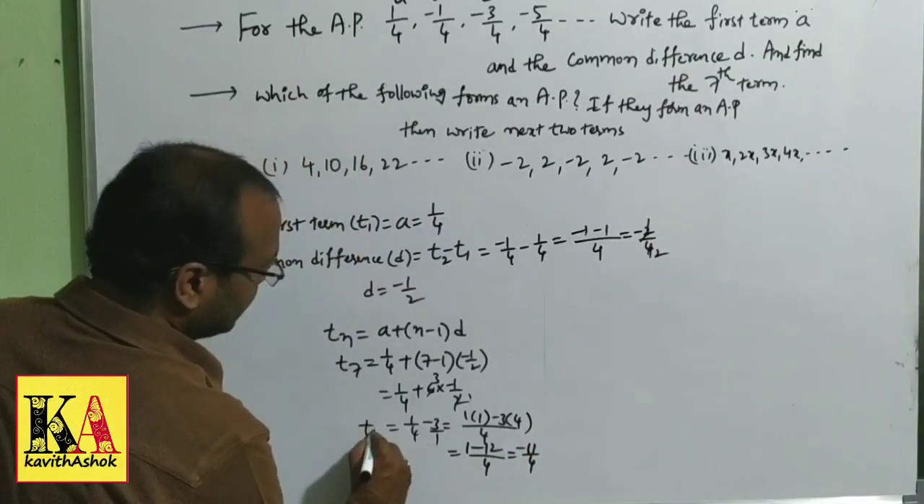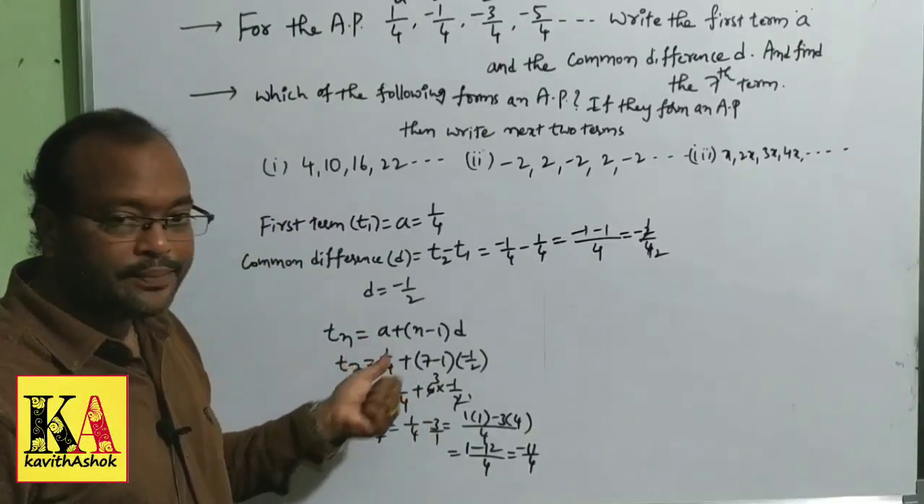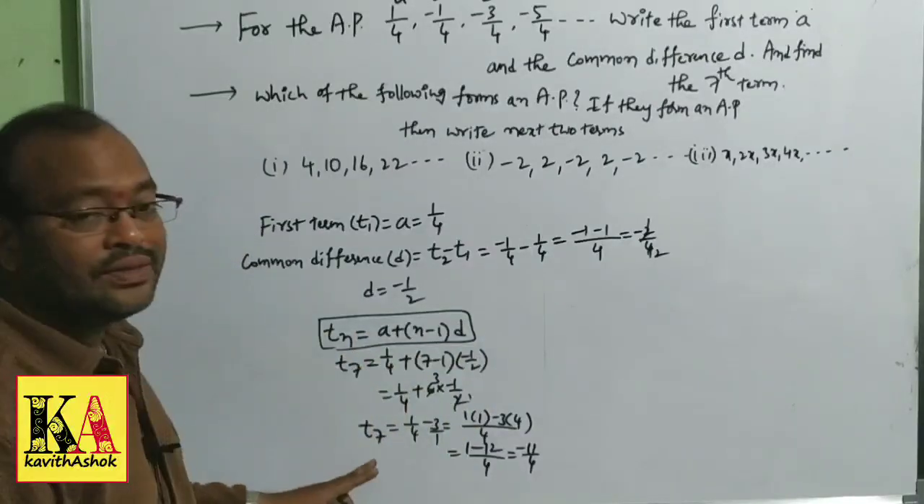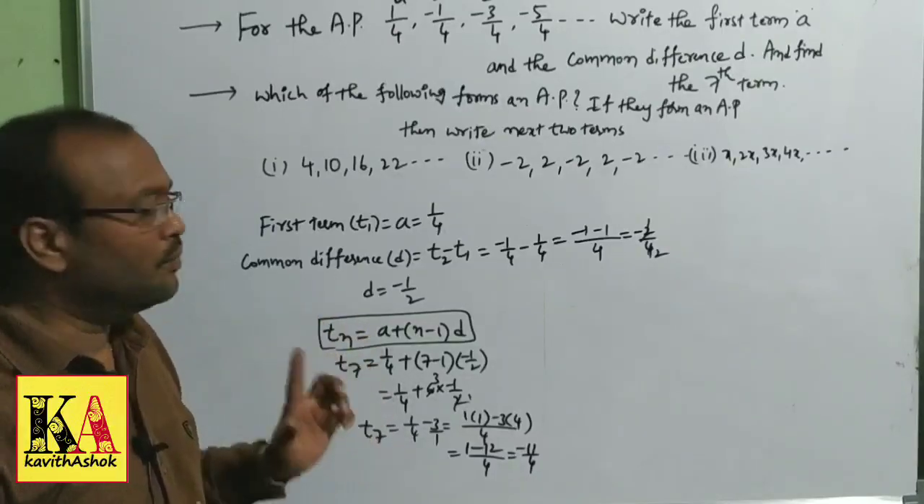This is the T7 term. Like this we can calculate the term. Tn is equal to A plus n minus 1 into D. This is a very important formula to find out not only the 7th term. If you want the 100th term also, we can easily calculate by using this formula.